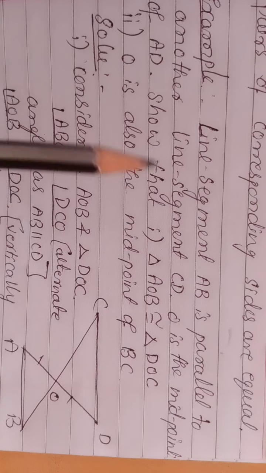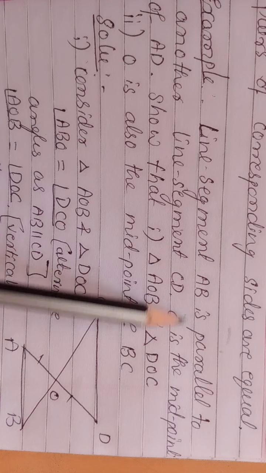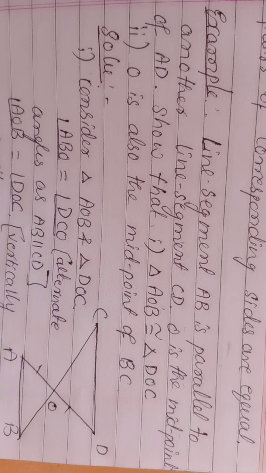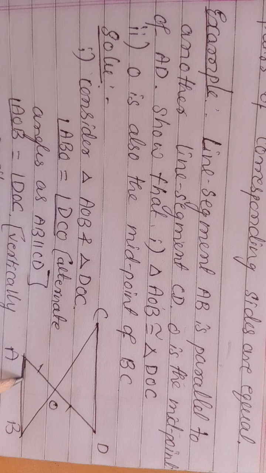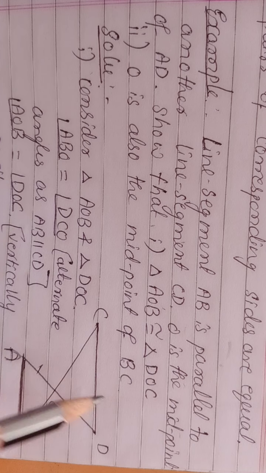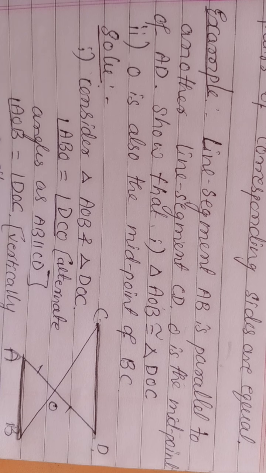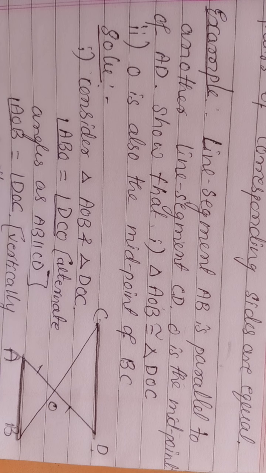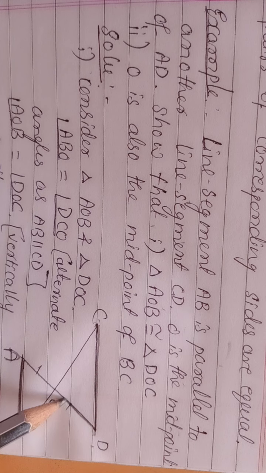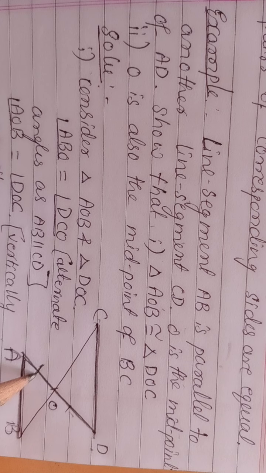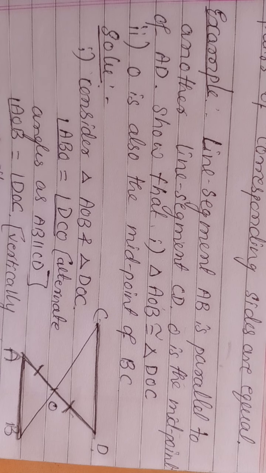So this is the problem you are having. Line segment AB is parallel to another line segment CD. So AB is one line. For this, you draw one more parallel line, CD. Getting? So O is the midpoint of AD. That means we have to join AD here, and O will be the midpoint of this. This side will be equal to this.